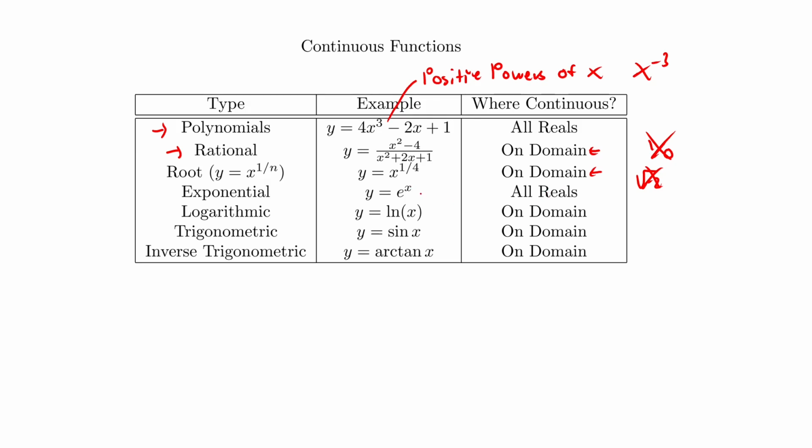Exponential functions, of course, are continuous on all reals. So anytime we have an exponential, that's good. Logs on the domain, trig functions on the domain. Sine and cosine have domain all reals, but keep in mind, you deal with things like tangent of x, and tangent of x has a whole bunch of vertical asymptotes. So you just have to be careful that we're talking about the places where it is defined. And also inverse trig functions will be continuous on their domain.